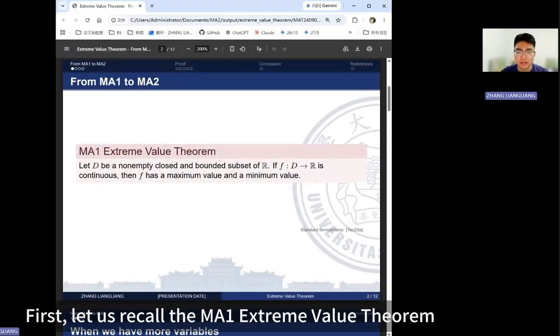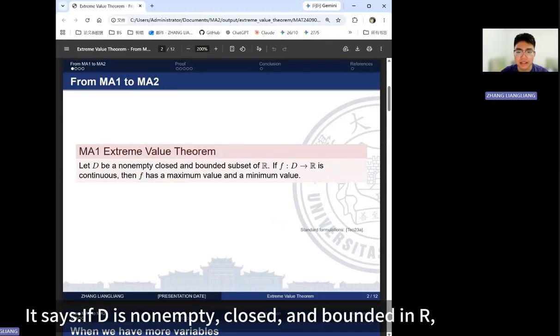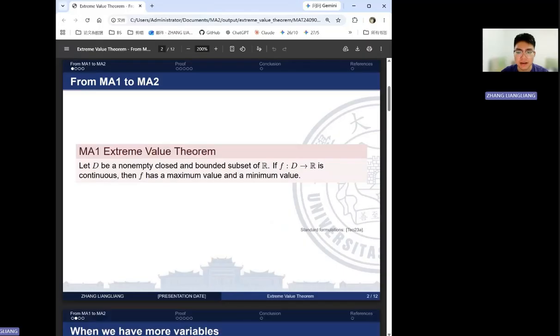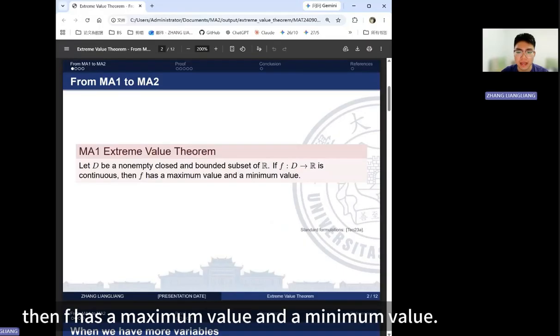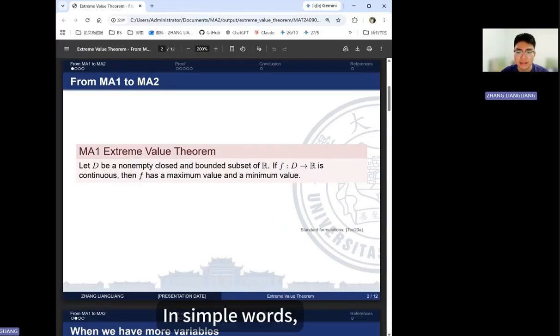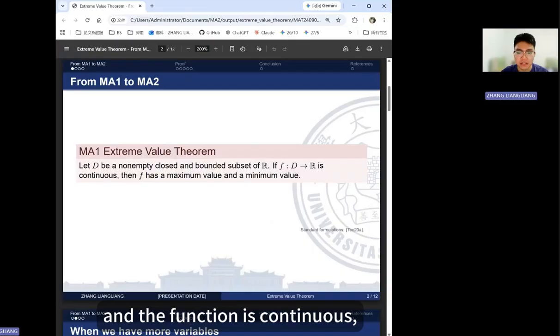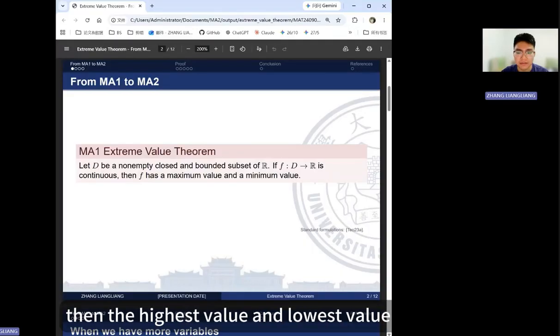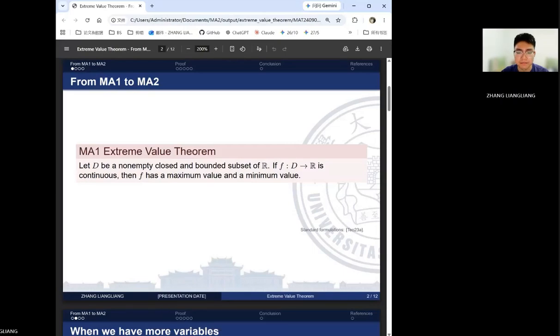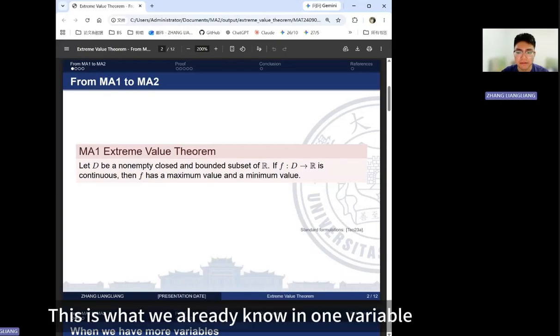First, let us recall the MA1 extreme value theorem. It says if D is non-empty, closed, and bounded in R, and if f is continuous, then f has a maximum value and a minimum value. In simple words, if the input set has no hole and no open end, and the function is continuous, then the highest value and the lowest value must be reached. This is what we already know in one variable.